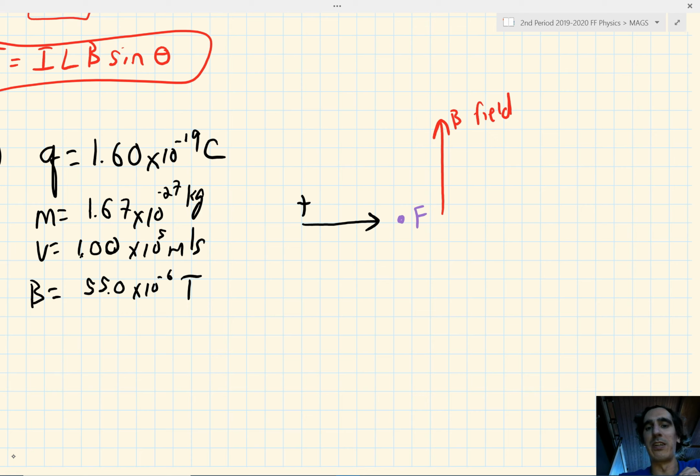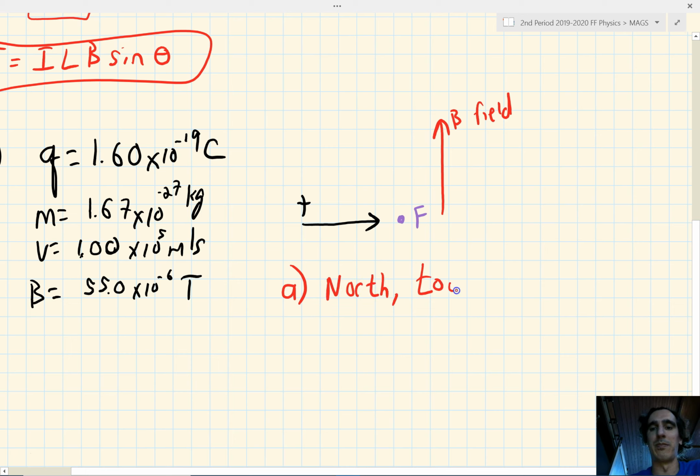And this answer makes sense because we're also told that when the proton is moving northward, it experiences no magnetic force. And that's true based on the fact that it's parallel to the magnetic field when it's moving north. So letter A, what is the direction of the magnetic field? The direction of the magnetic field is north, or we could say towards the top of the page.